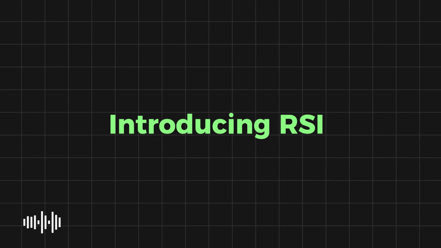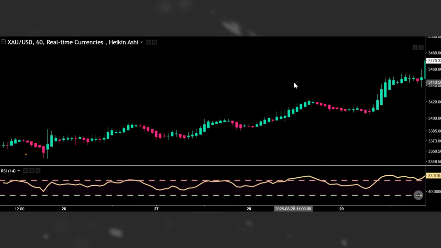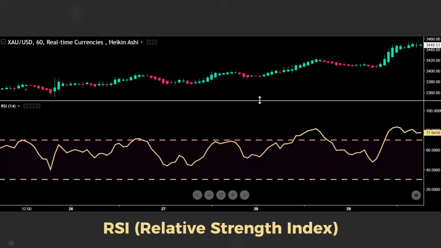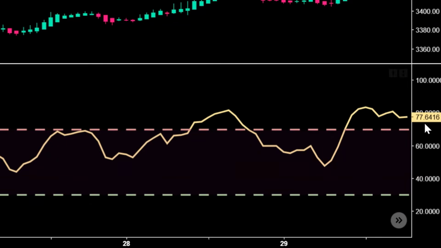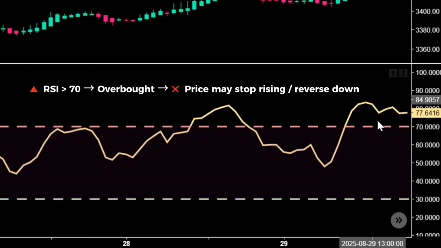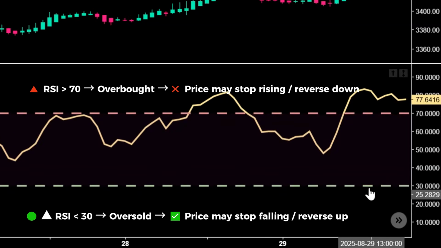Introducing RSI. Now here's the problem. Heikin Ashi candles are great for showing trends, but sometimes they give early or false signals. This is where RSI, Relative Strength Index, comes in to help. Just a reminder, RSI moves between 0 and 100 and shows if the market is overbought or oversold. If RSI is above 70, the market is considered overbought, which means the price may stop rising soon or even reverse down. On the other hand, if RSI is below 30, the market is considered oversold, meaning the price may stop falling soon or even reverse up.